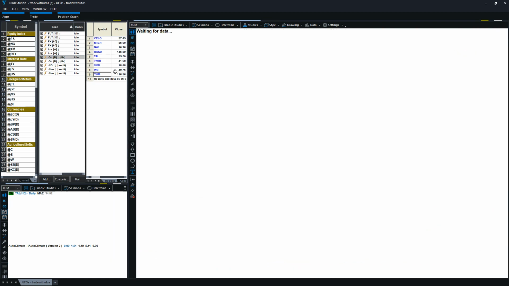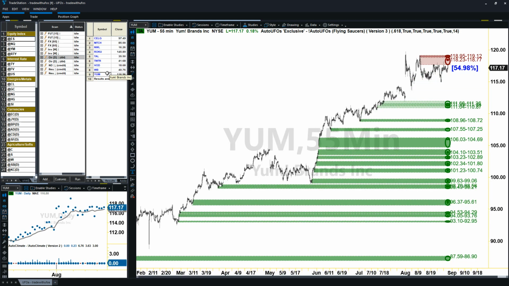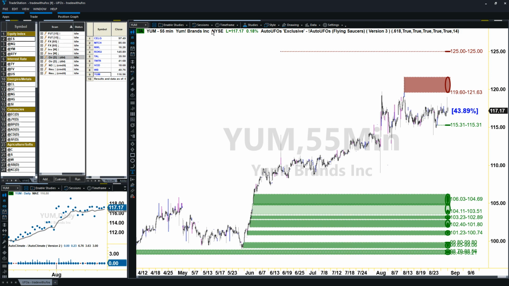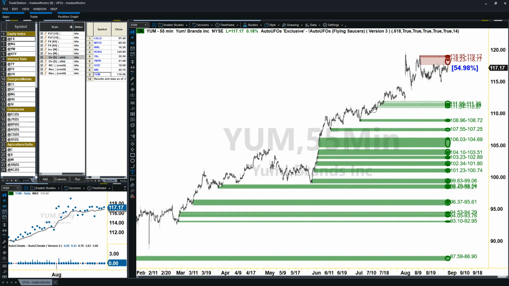YUM, 54% with regular session, pre-post market providing us with 43. So we need to use regular session. Okay, unfortunately, there's no green UFO around 116.80, which is more or less here. No green UFO. The only thing we have is red UFOs.